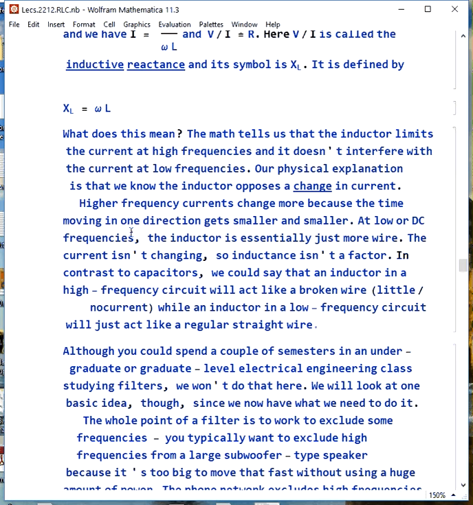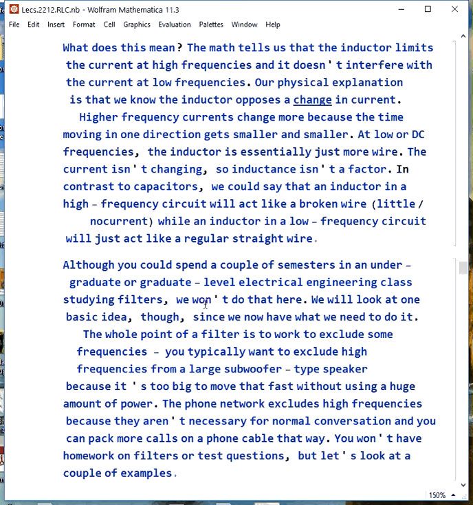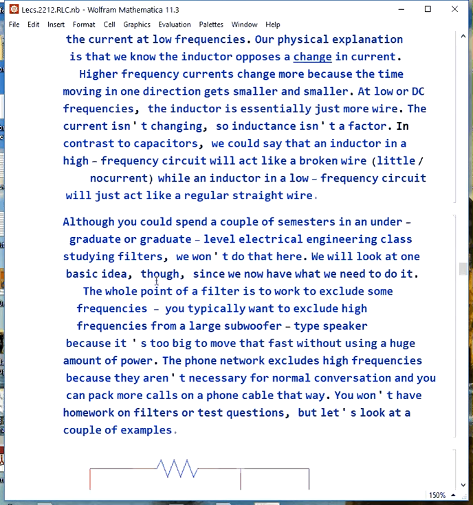If the current is going to be changing a lot, like in a high frequency case, then we're going to have a lot of resistance to that current from the inductor. So we could say in a high frequency circuit, the inductor starts to act like a broken wire, little or no current, while in a low frequency circuit, it'll just act like a regular straight wire, which means maximum current.